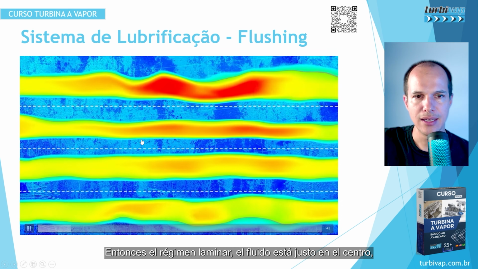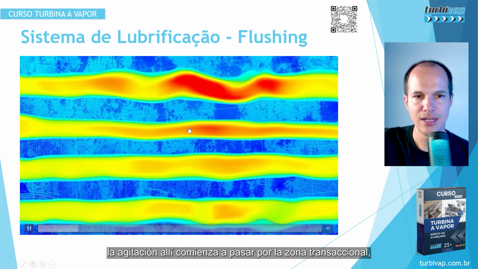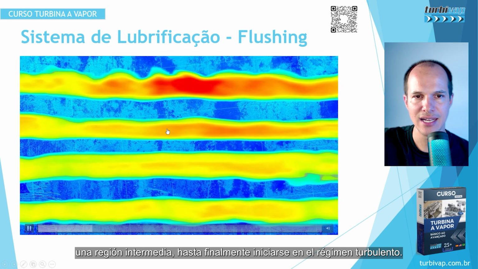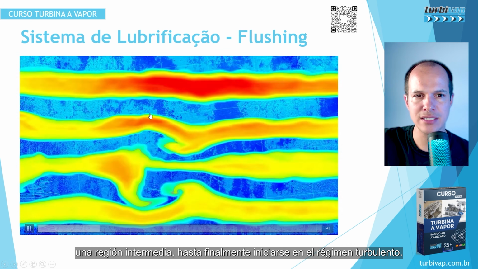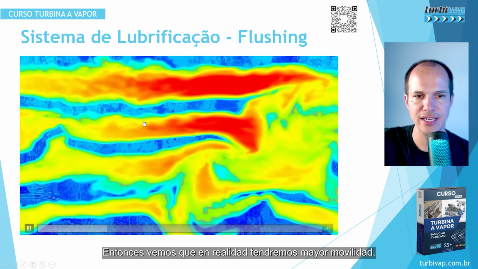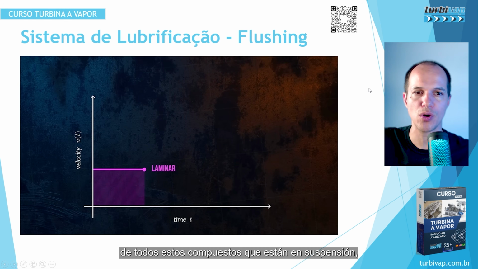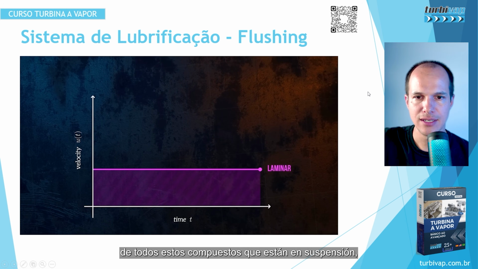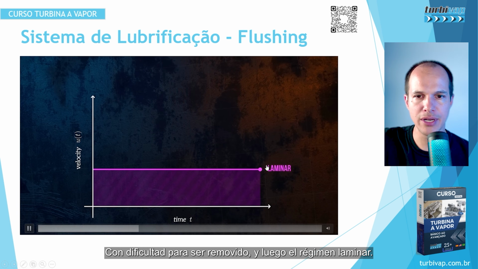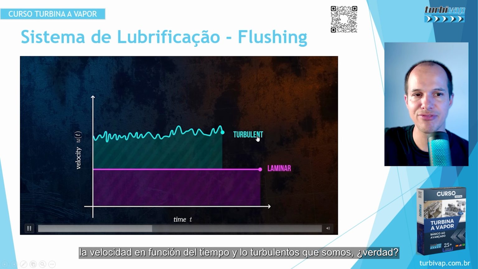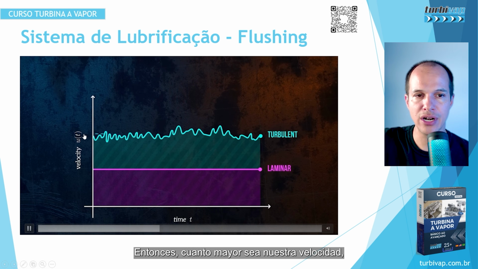Here is another video to go into a little more detail, for us to understand a CFD view. How does it work? In the laminar regime, the fluid stays right in the center. Then it passes through the transitional zone, an intermediate region, until finally it begins the turbulent regime. So we see that we will have greater mobility of all these compounds that are in suspension and deposited there, which are difficult to remove in the laminar regime.